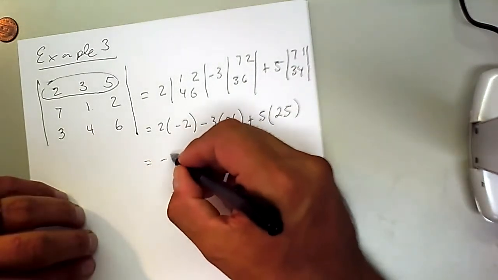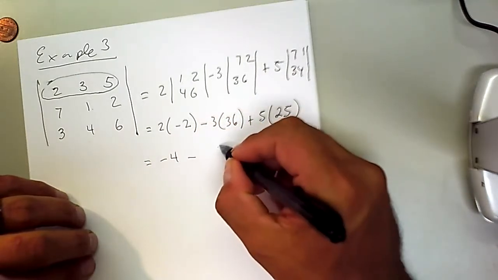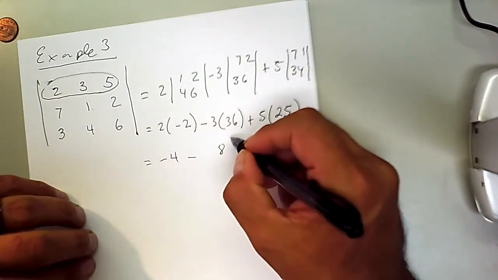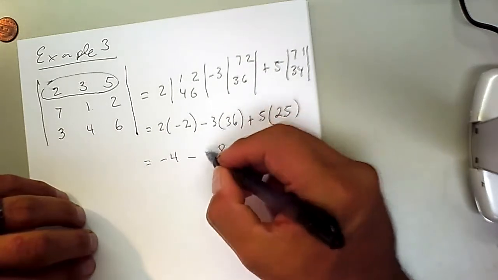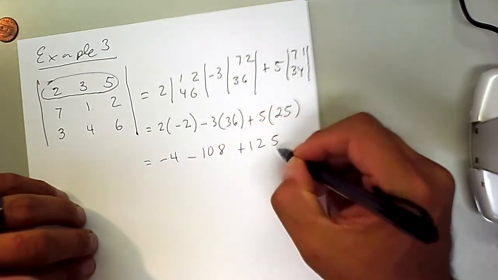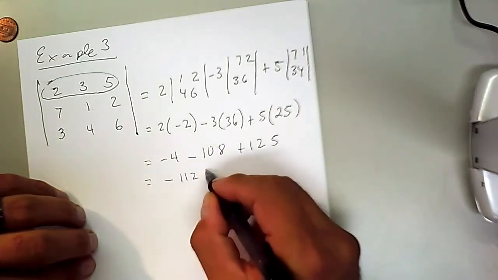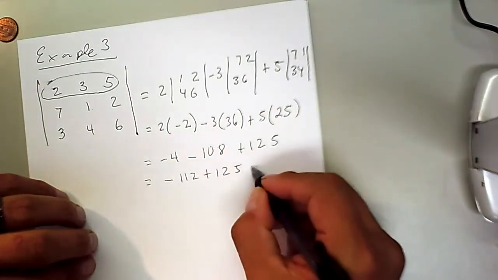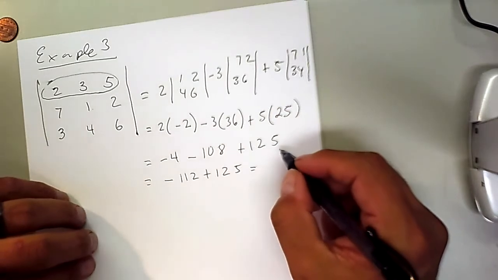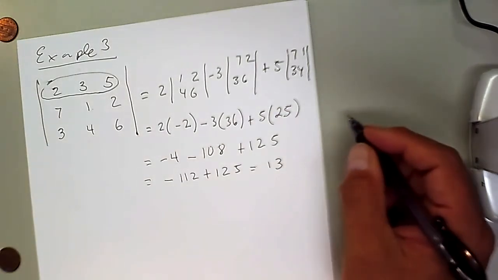So we got -4, minus 3 times 6 is 18, carry 1, 3 times 3, 9, and 108, plus 125. So we have -112 plus 125, and that is one of my favorite numbers, 13. Okay.